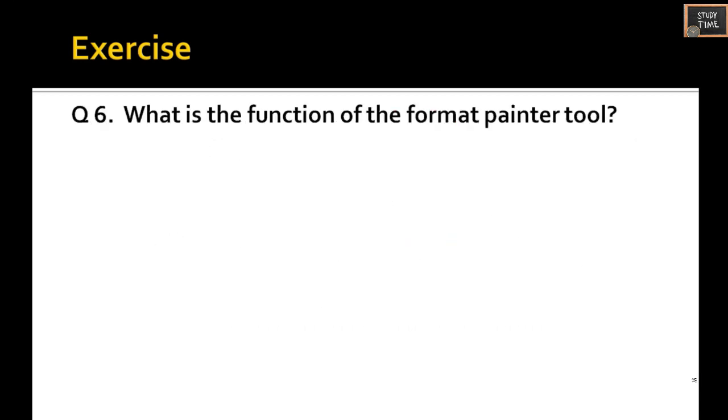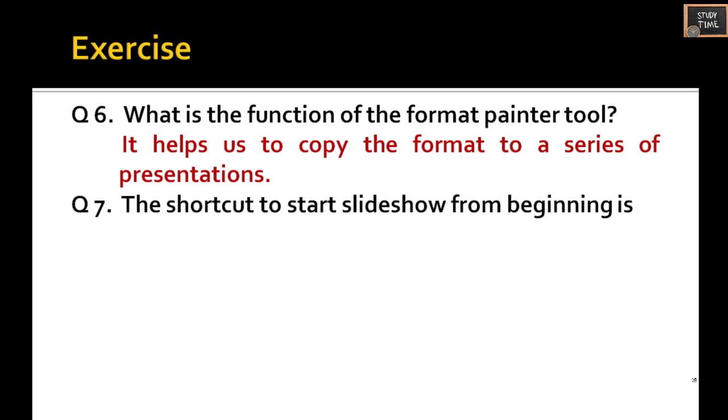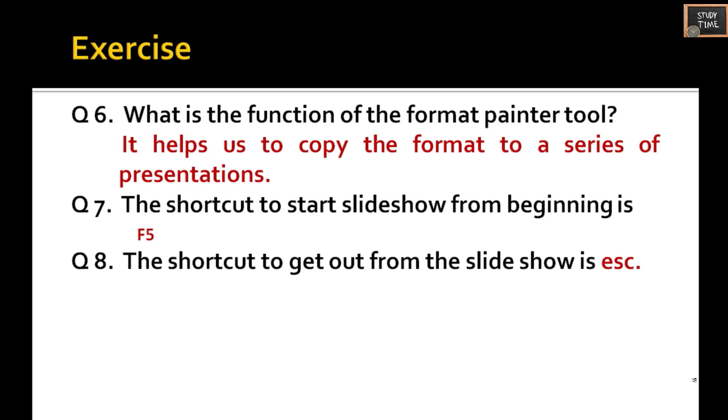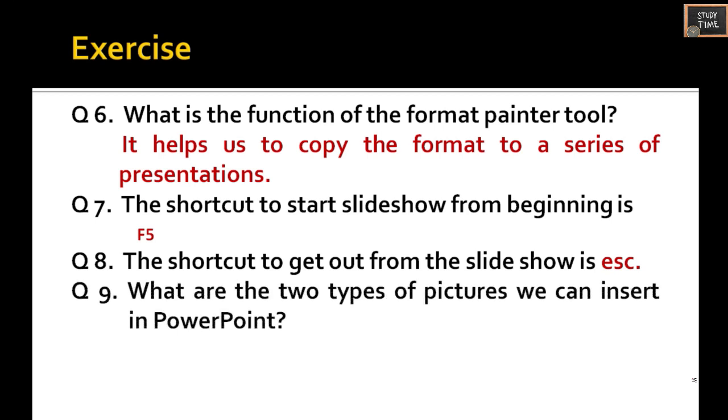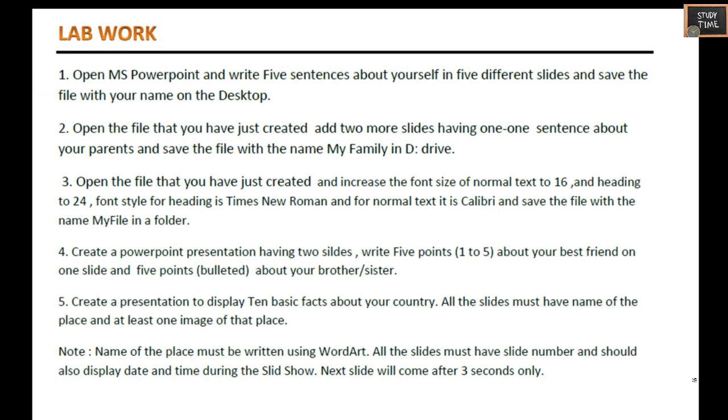Next, what is the function of the Format Painter tool? It helps to copy the format to a series of presentations. The shortcut to start slideshow from the beginning is F5. The shortcut to get out of the slideshow is Escape. What are the 2 types of pictures we can insert in PowerPoint? You can use images and cliparts. Next, an individual page in the PowerPoint presentation is called a slide. Next, we'll see lab work.